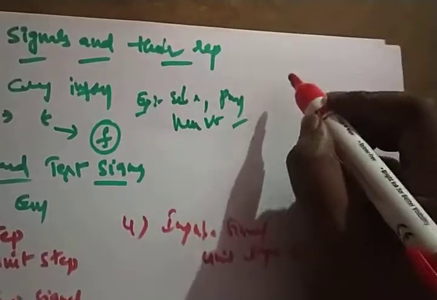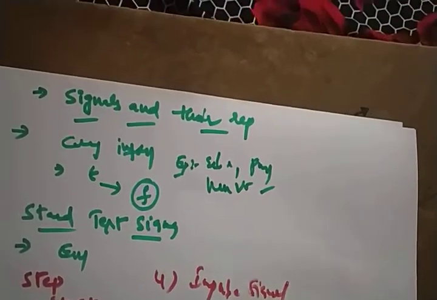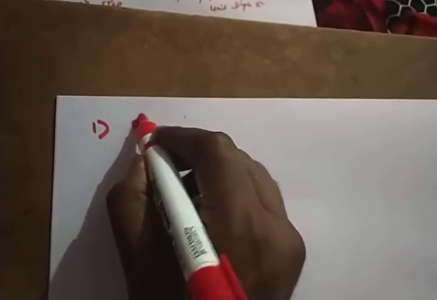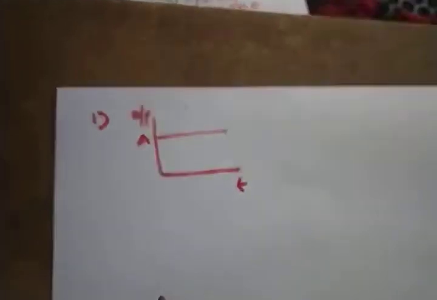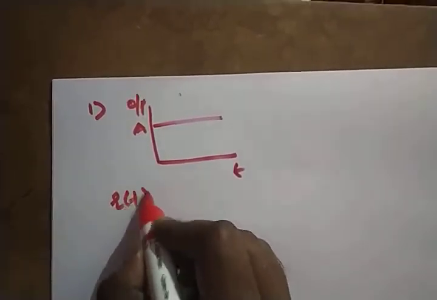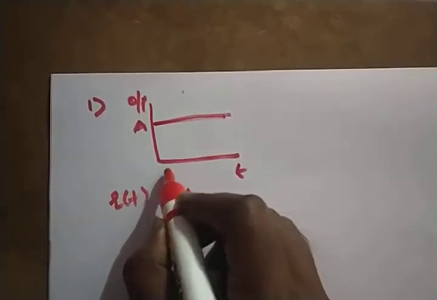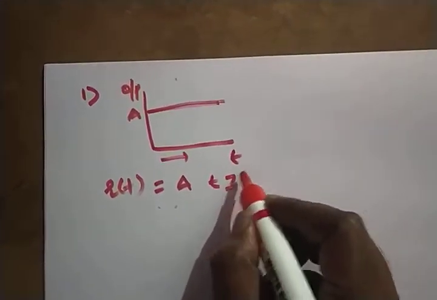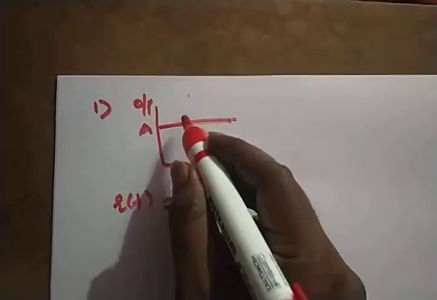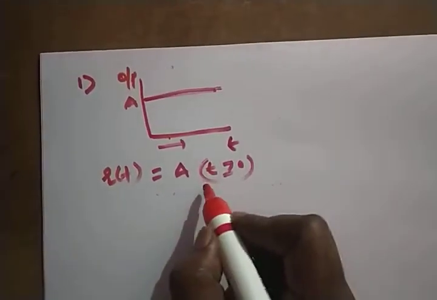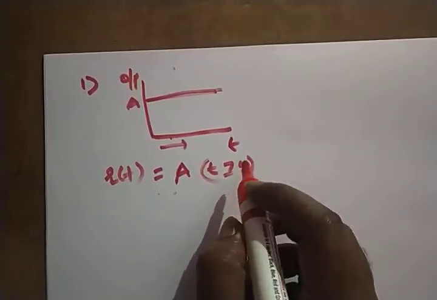So what is a step signal? I'll briefly explain one more time. Step signal means it looks like this. This is the time. This is my output magnitude. Magnitude is A. R of t is equal to A, that means a constant value for t greater than or equal to 0. That means R of t is equal to A for t greater than or equal to 0.